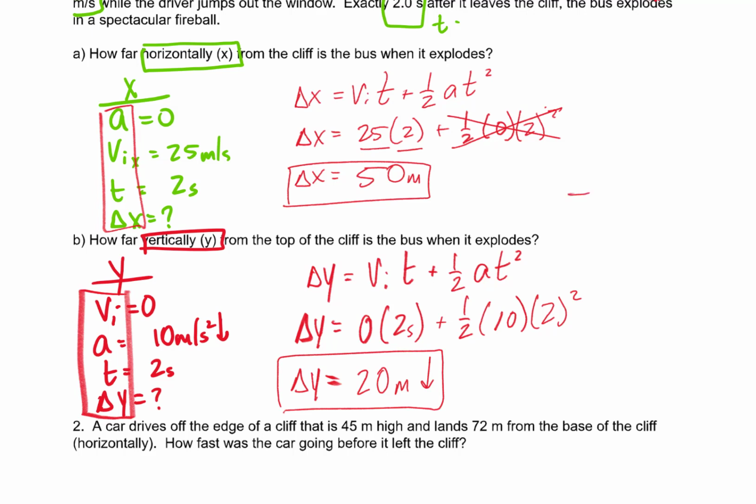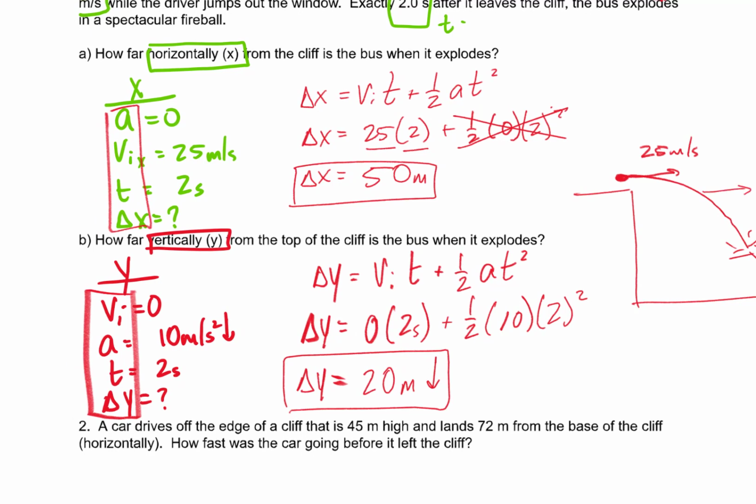So if we were going to draw this situation, the car would start here and would fall off the cliff this way, and then the car would explode. So it starts off with that speed of 25 meters per second, and that's all in the x direction. Nothing's in the y direction. It keeps that speed of 25 meters per second in the x direction till it explodes. But in the y direction, speed in the y starts off at 0, and it grows and it grows and it grows.